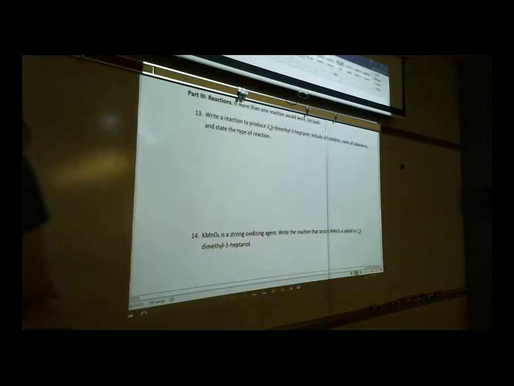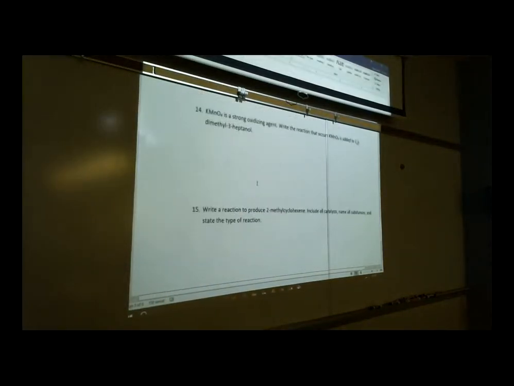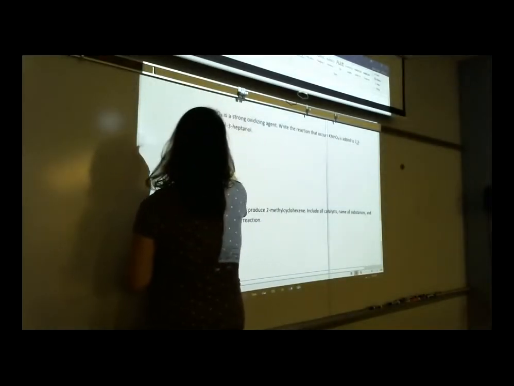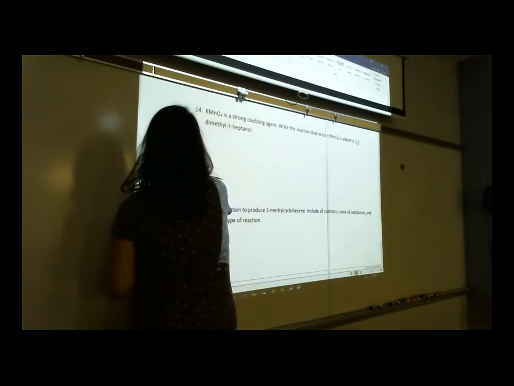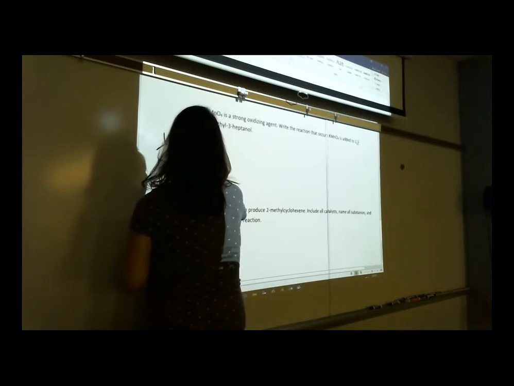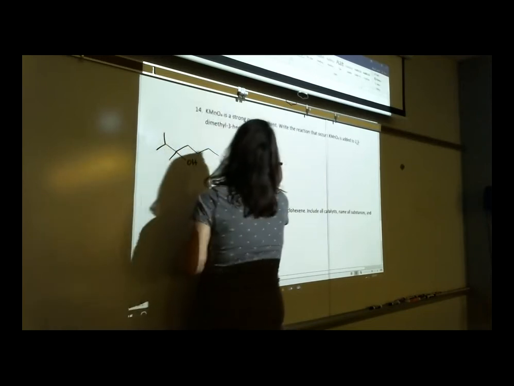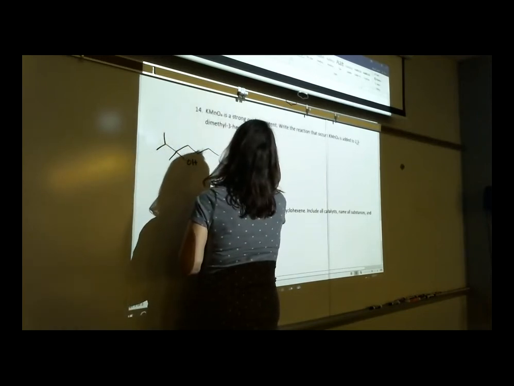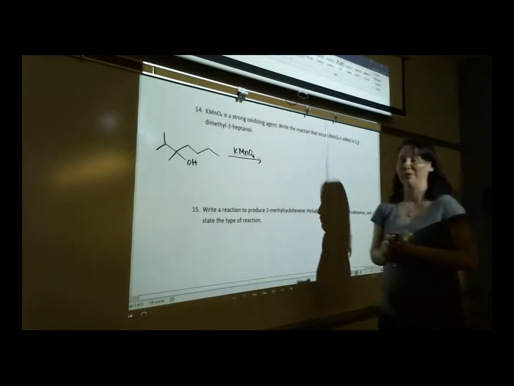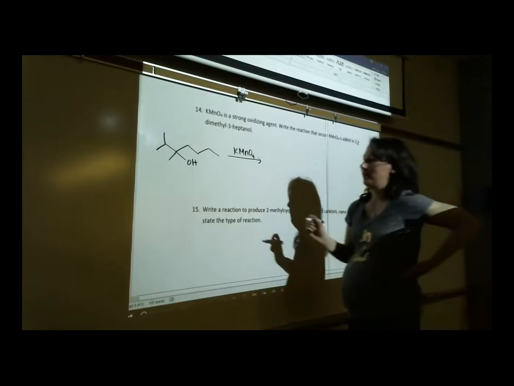So in the next one, potassium permanganate is a strong oxidizer. Write the reaction that occurs when KMnO4 is added to the same thing that we just made. 1, 2, 3, 4, 5, 6, 7. Now KMnO4 will oxidize the living daylights out of a lot of stuff.